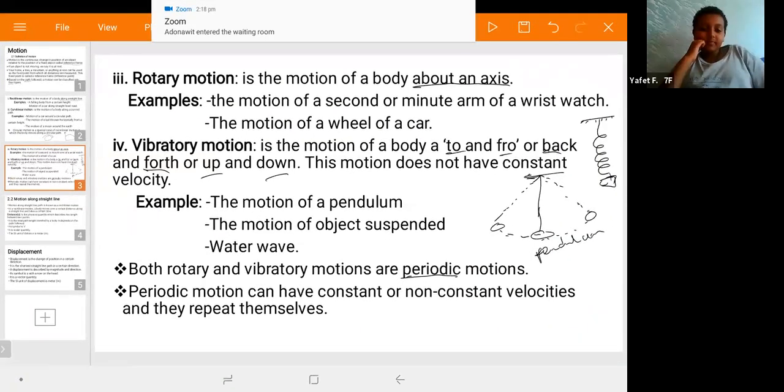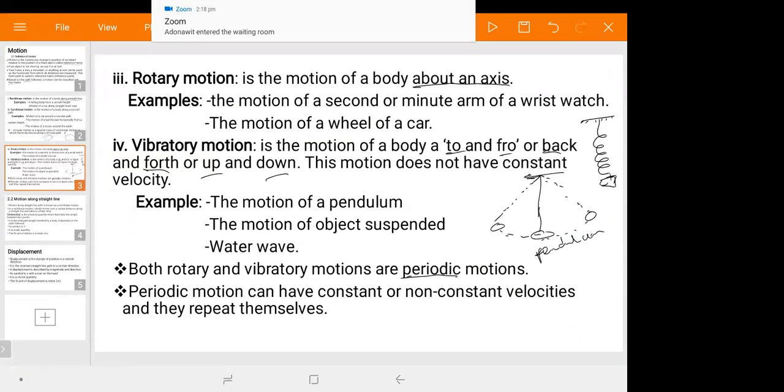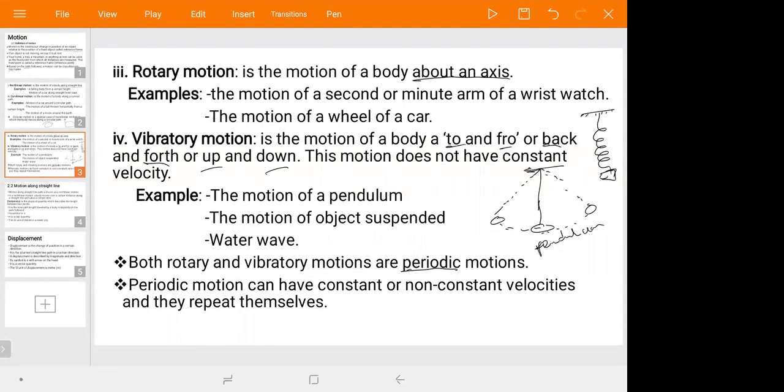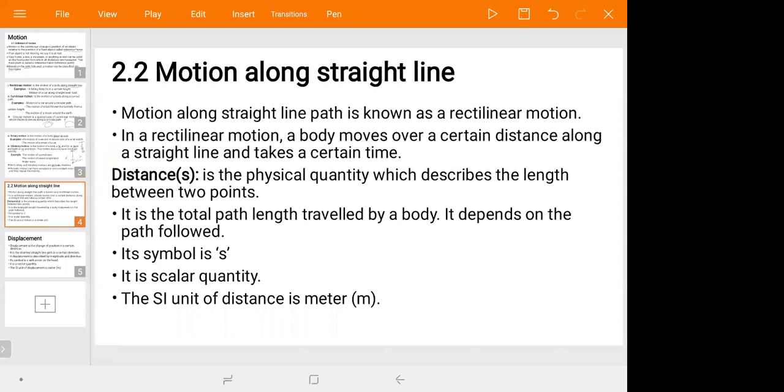Okay. From the given types of motion, let us focus on motion along a straight line. We will see it from the 4 types of motion given for us. Motion along a straight line, or path, is what we call rectilinear motion.